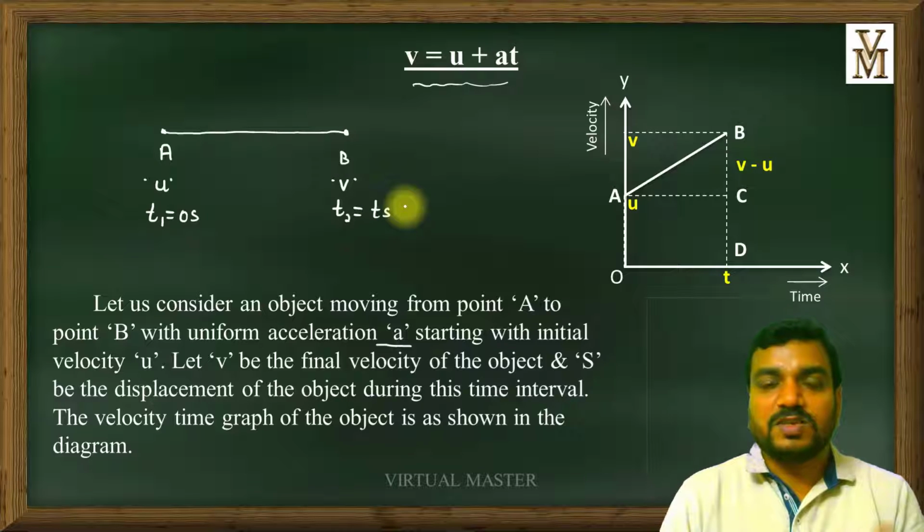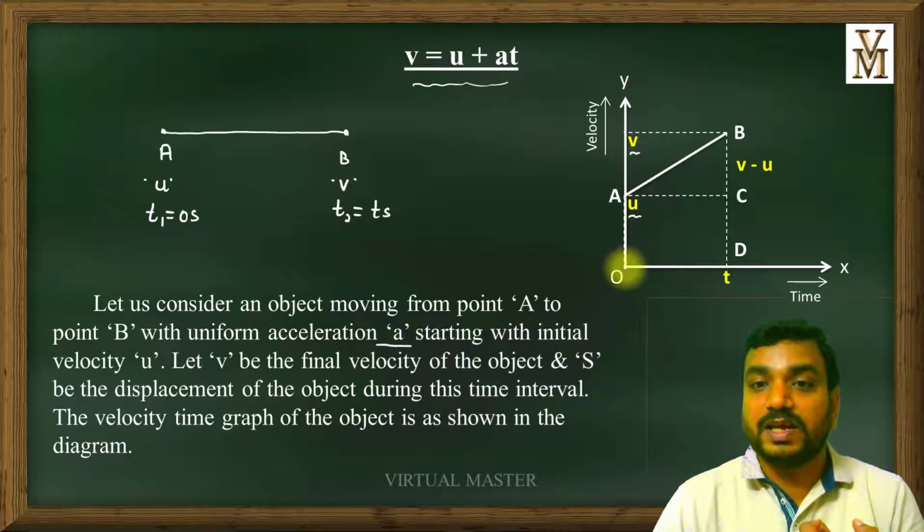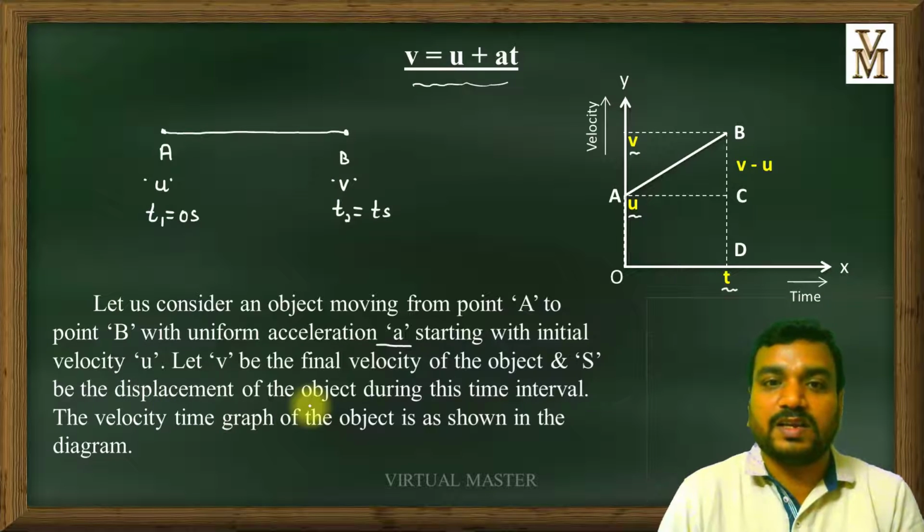Okay, the velocity time graph of the object is as shown in the diagram. The object is starting from point A with initial velocity u and it is reaching point B with a final velocity of small v. Also, the object is starting from point A at 0 seconds and it is reaching point B at t seconds, isn't it? Now, please pause the video and note down the content because now I am going to erase all the content on the slide.